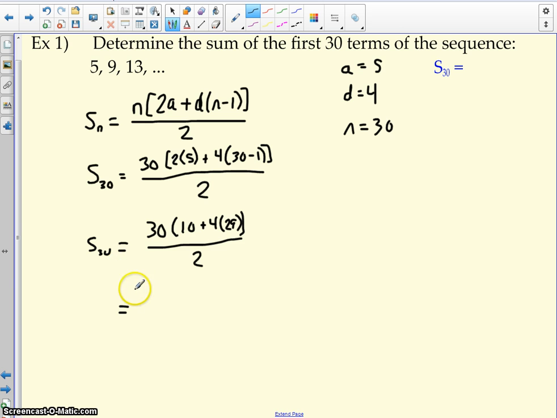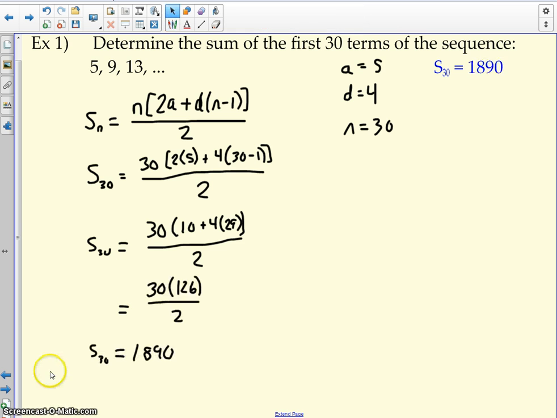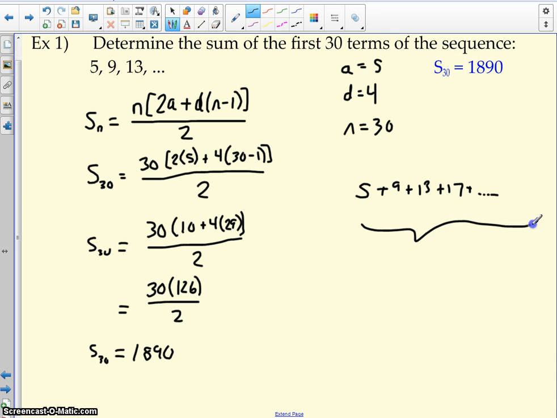Okay, so I'll let you finish this off on your own. Okay, so you should wind up with 1,890. So the sum of the first 30 terms is 1,890. Alternatively, if we didn't have this formula, we'd be doing 5 plus 9 plus 13 plus 17 and following this all the way out for the first 30 terms. So it would take a little while, so it's helpful that we have this formula that's been derived. Okay, let's take a look at another one.